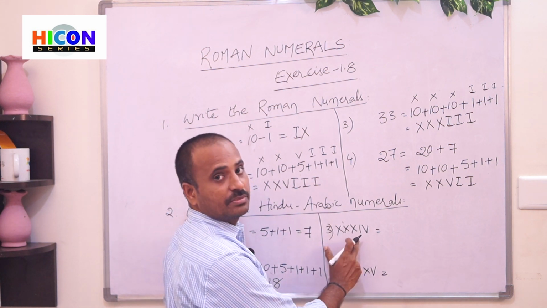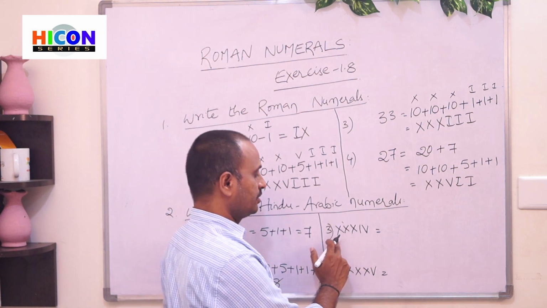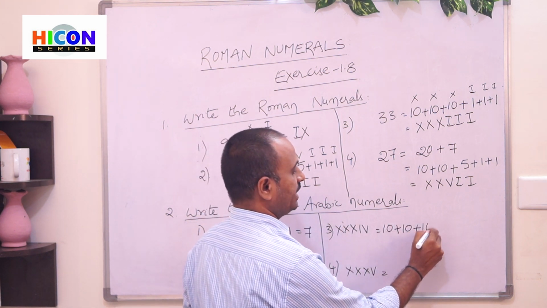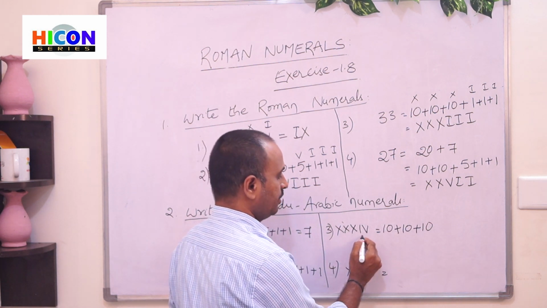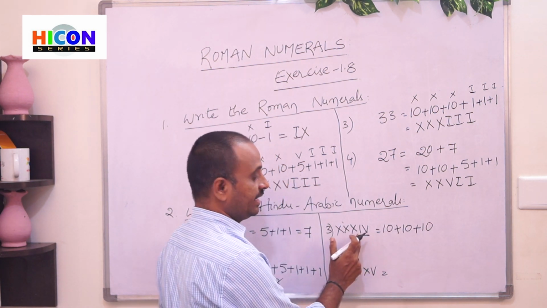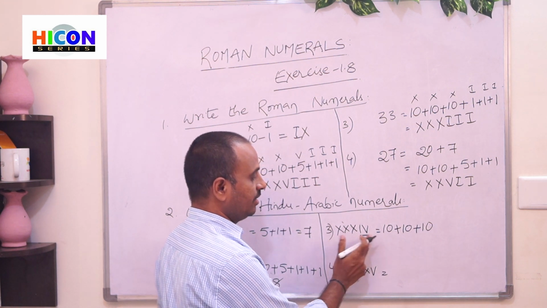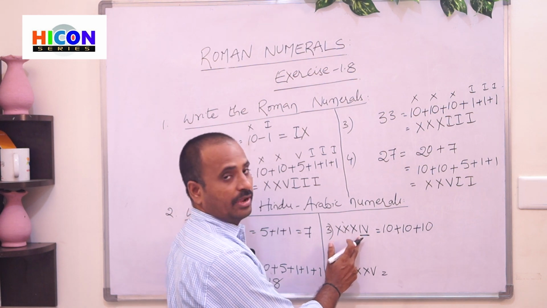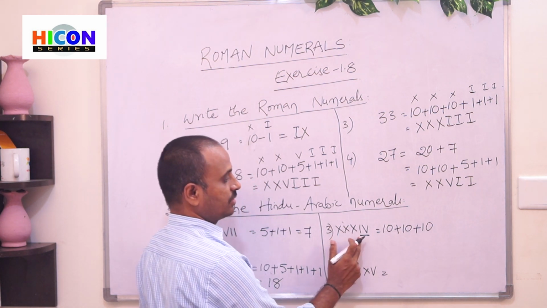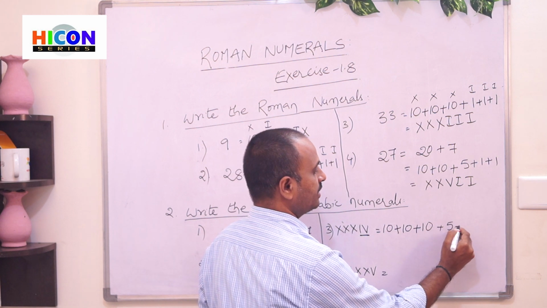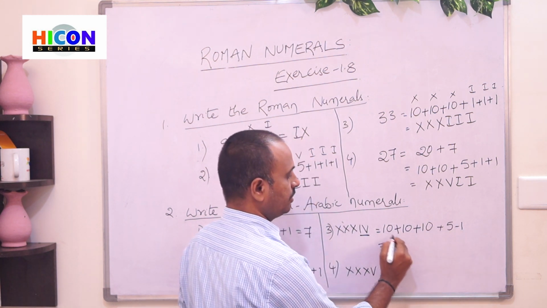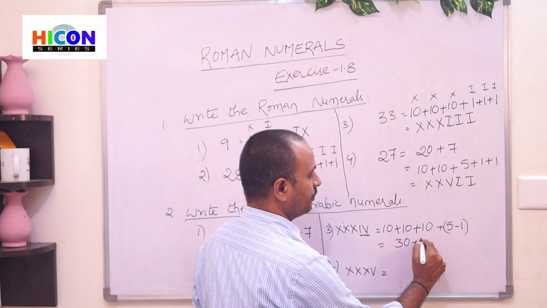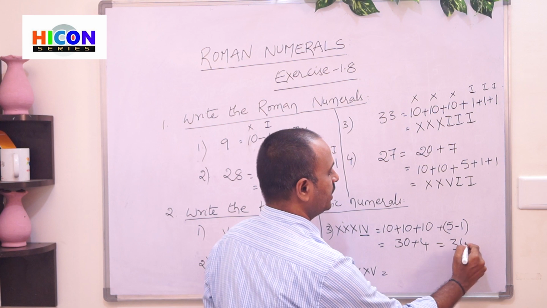In the same way, see the third problem. X is repeated 3 times. Repetition means addition, and X means 10, so 10 plus 10 plus 10. And look at this: here I is the smaller value and it is written on the left side of the bigger value. We have to subtract this smaller value from the bigger value. That means we have to subtract 5 minus 1. So 10 plus 10 plus 10 becomes 30, plus 5 minus 1 becomes 4, and that is equal to 34.